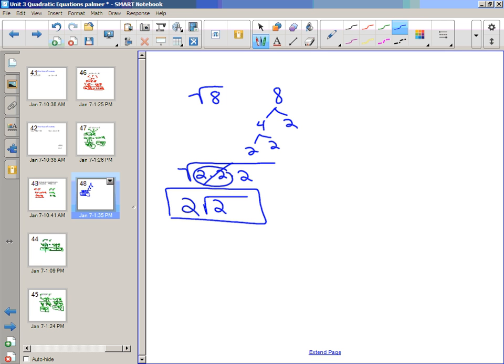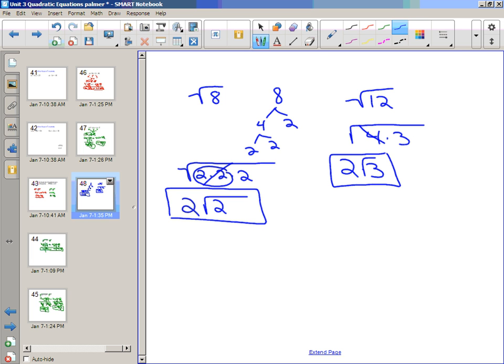Let me give you another example. Let's say the square root of 12. We're looking for a perfect square that goes into 12. Maybe you can think of it: 12 is 4 times 3, and I know that 4 is a perfect square. The square root of 4 is 2. So I can just write that as 2 square roots of 3.